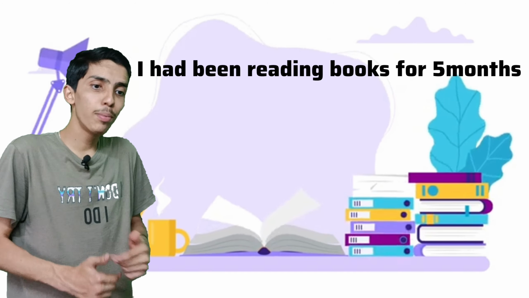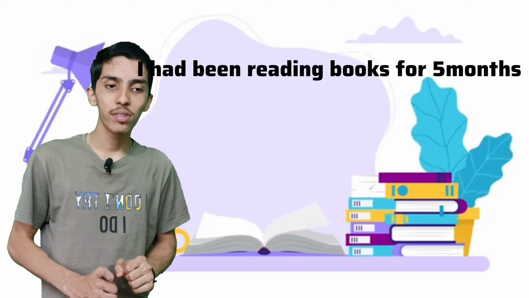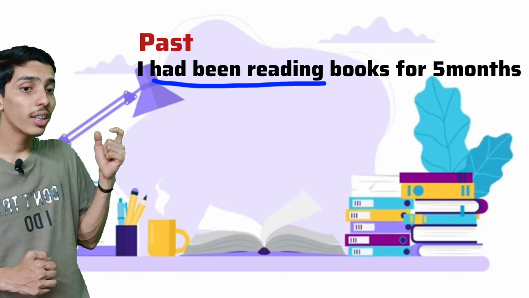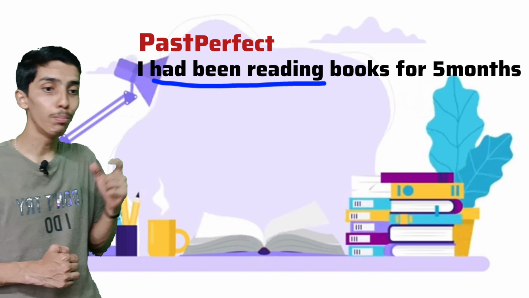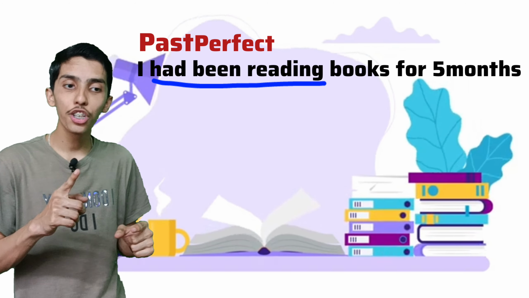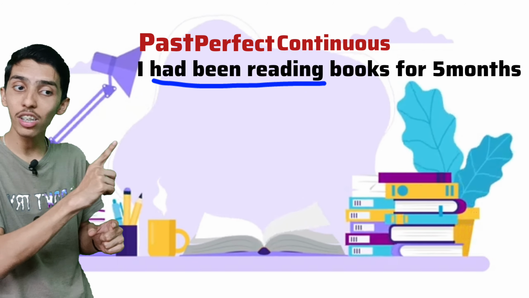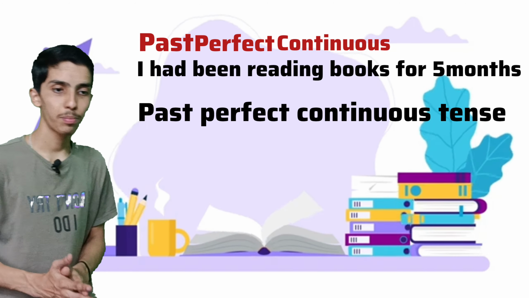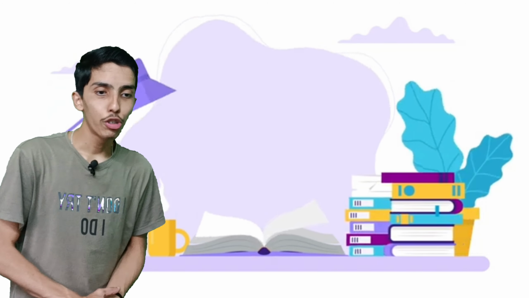I had been reading a book for 5 months. Here, had is a past. Been is a perfect. Reading is a continuous. So it's a past perfect continuous tense. Okay. Coming to the future tense.